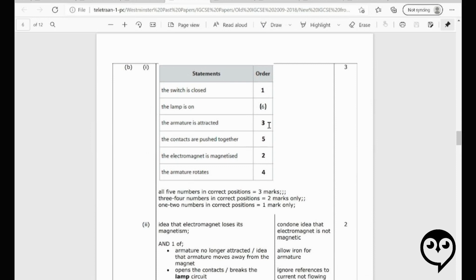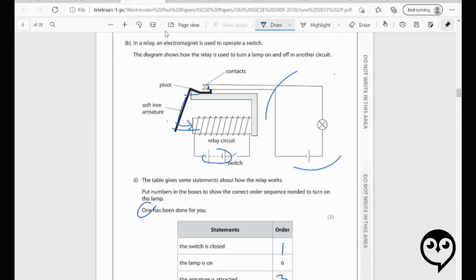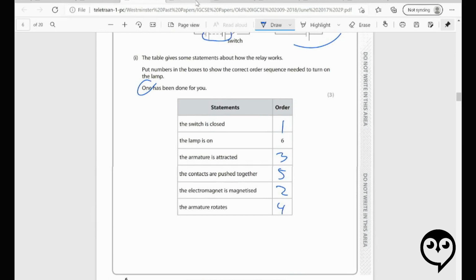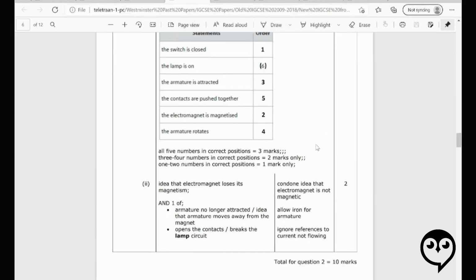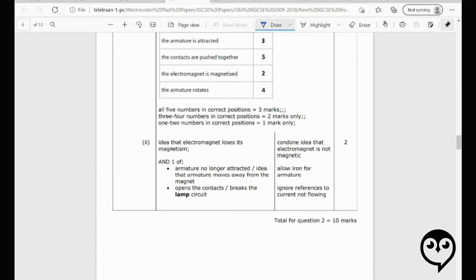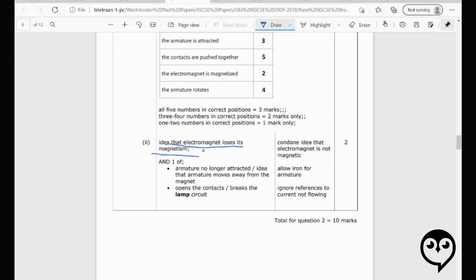Okay, so we had 3, 5, 2, 4, didn't we? Yeah, that's fine. And what are they saying here? All 5? Yeah, okay, we got the 3 marks there. What are they saying here? Okay, the idea that the electromagnet loses its magnetism, check, that's 1.